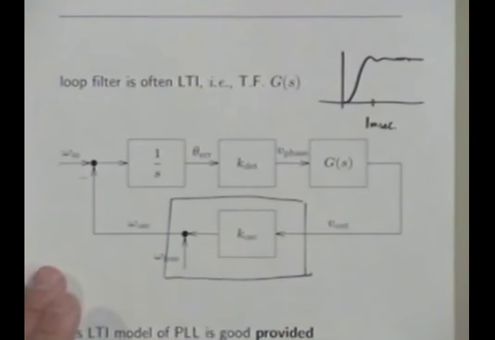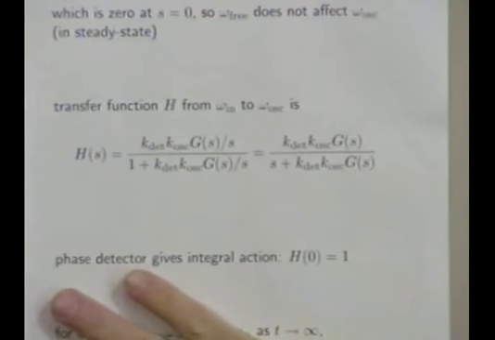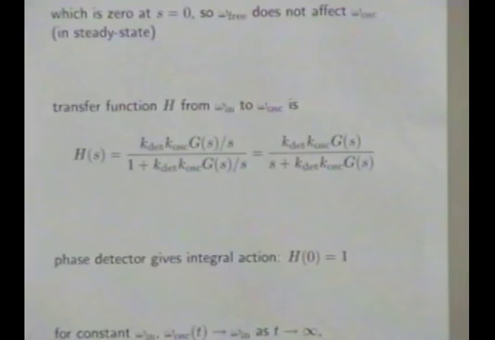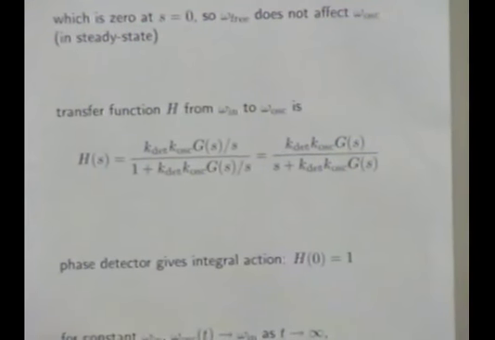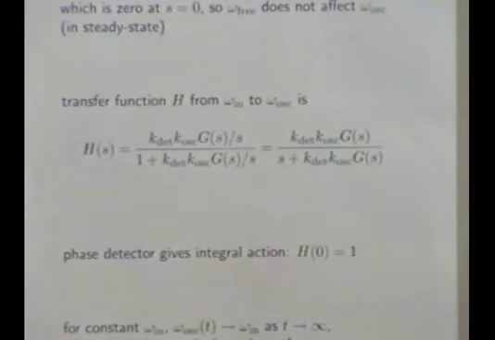So if we work out this transfer function from here to here, it turns out to be precisely this. It's K det chaos G of s over s plus K det chaos G of s. That's it. So now we have a complete analysis. If you pick a stupid G of s, this thing might even be unstable. That means you'd have a completely useless phase lock loop. If you pick a good G of s, this thing might be stable, and this transfer function will tell you all about how rapidly this thing will adjust to input changes in frequencies. How rapidly will it track it, and all that kind of stuff.